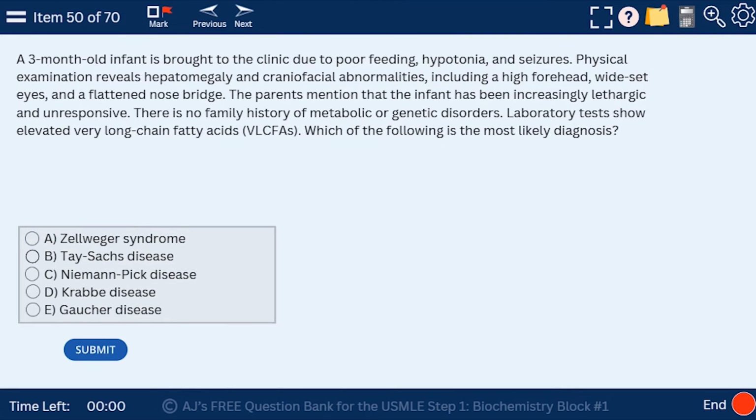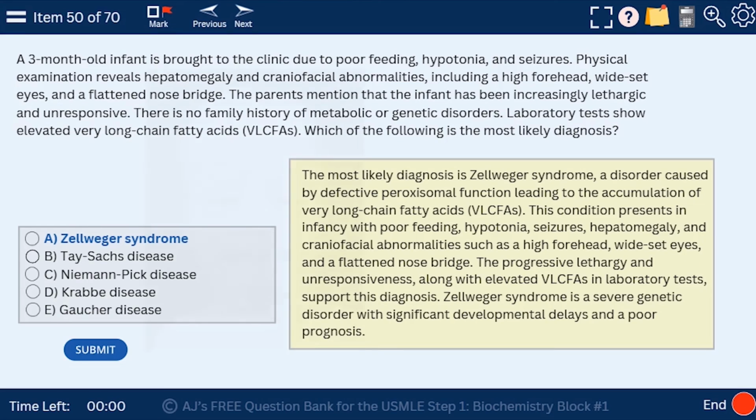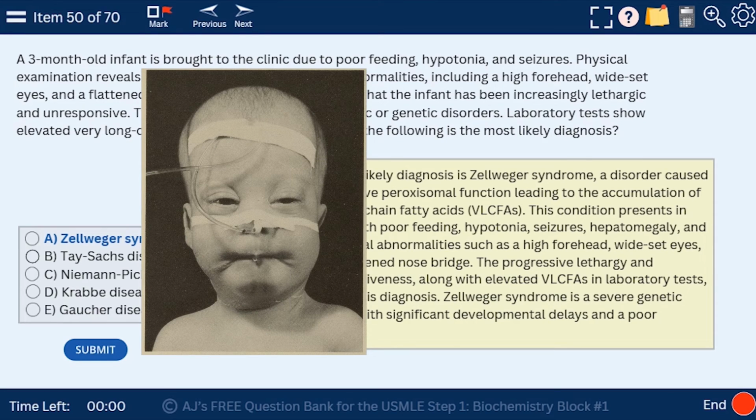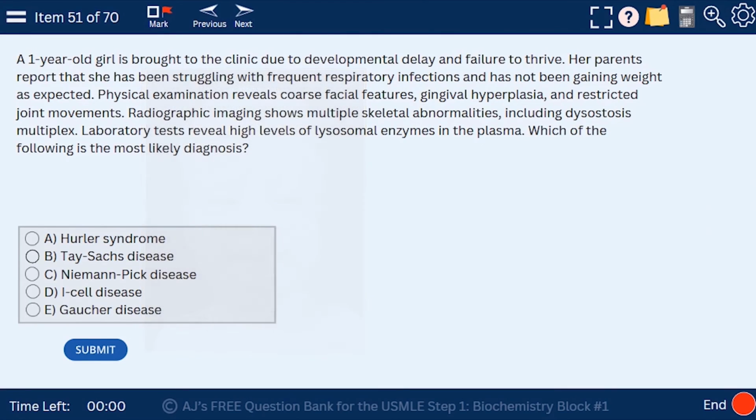Question 50. A 3-month-old infant with strange facial features and elevated VLCFAs. This is Zellweger syndrome. It's a severe genetic disorder with significant developmental delays and poor prognosis. Alright, 51. This 1-year-old girl has coarse facial features, gingival hyperplasia, joint problems, and elevated lysosomal enzymes in the plasma.